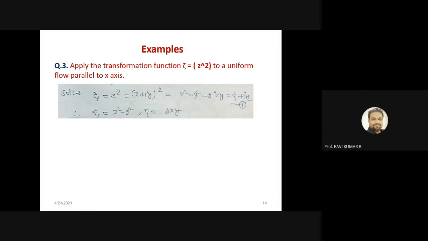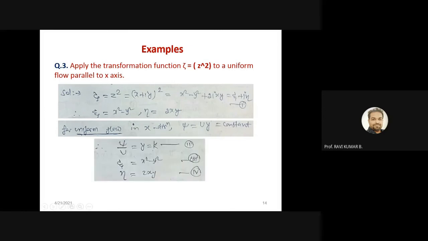The third equation will come from the stream function of uniform flow parallel to the x-axis. This is similar to the earlier case. Here also you will get y is equal to k, because psi is equal to u y, so y is equal to psi divided by u, which is also a constant. So we got these three equations. Psi divided by u is equal to y, which is equal to k. This is one equation. Xi is equal to x square minus y square. This is another equation. The third equation is over here.